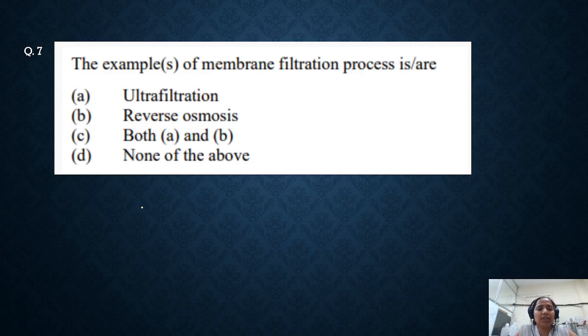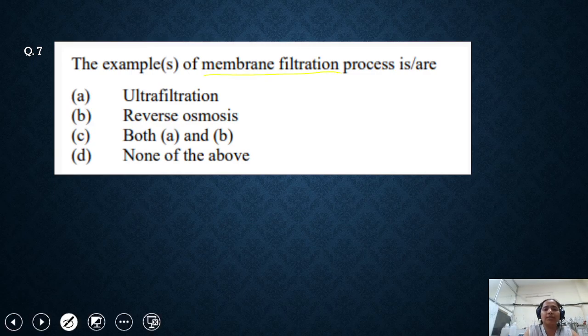The next question is: the example of membrane filtration process is or are. So they are asking about membrane filtration. First one is ultrafiltration, second one is reverse osmosis, C option is both A and B, and D none of the above. You will know very easily from the question that they are asking for the type of filtration in which you are using a membrane. Like different types of membrane occur. Suppose a semi-permeable membrane you usually use for filtration.